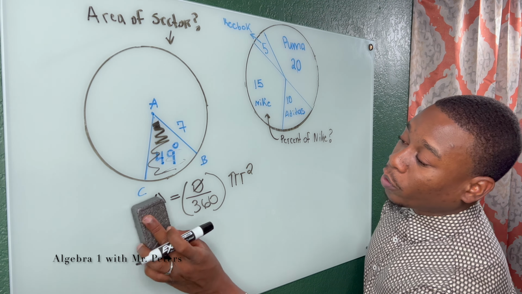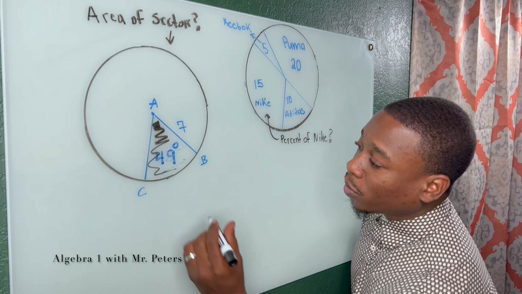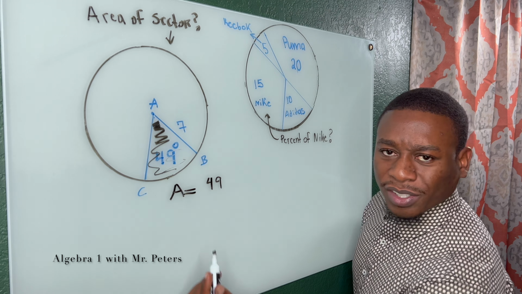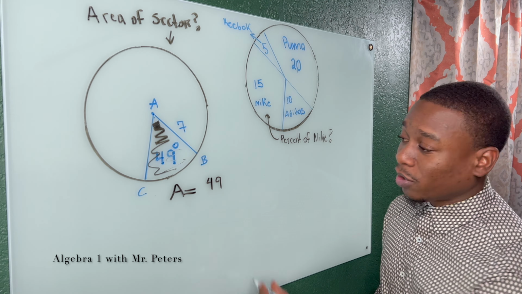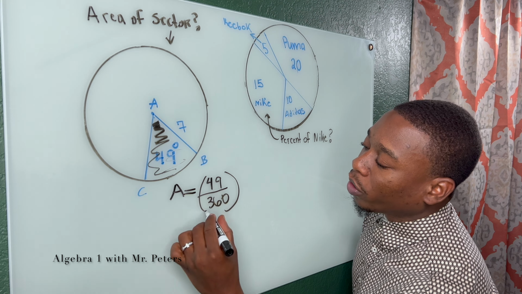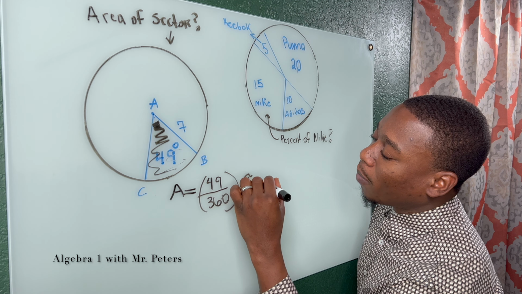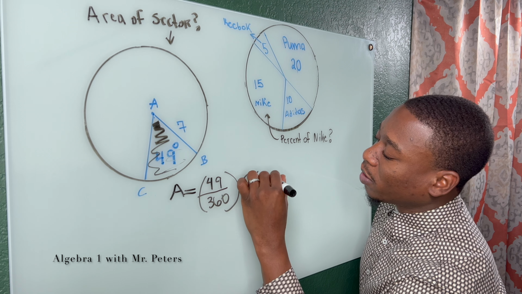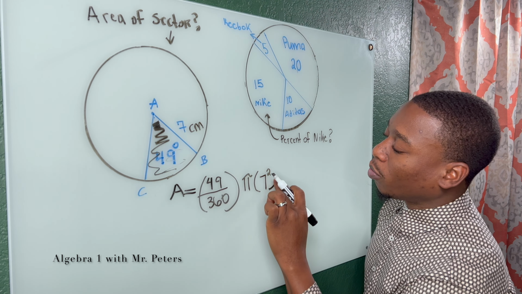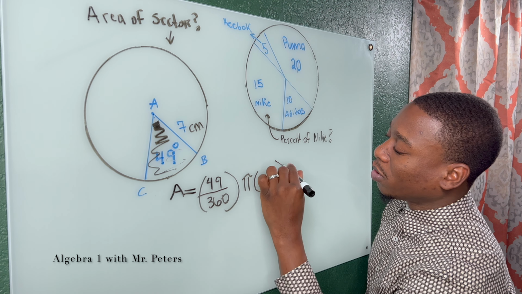And let's erase real quick. We have the formula. So area is now equal to theta, which is just a degree measure. That's all it is, right? So 49 degrees over 360 degrees. We're going to divide that, then multiply by pi times 7 squared. And let's just say this is centimeters just for the sake of the problem. So we're talking centimeters, right?